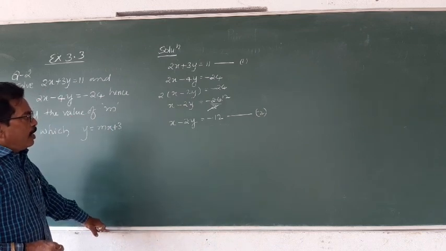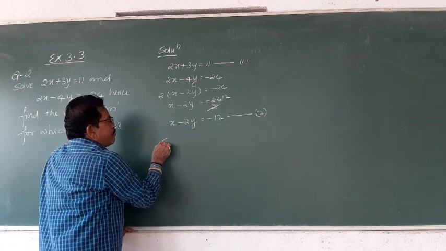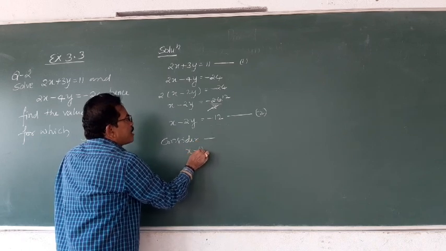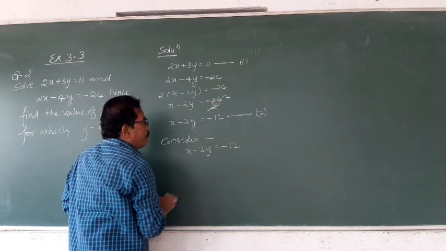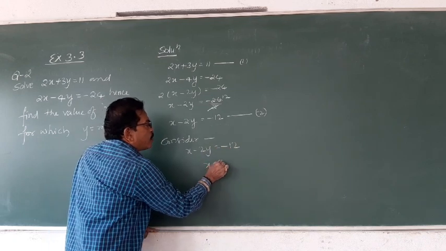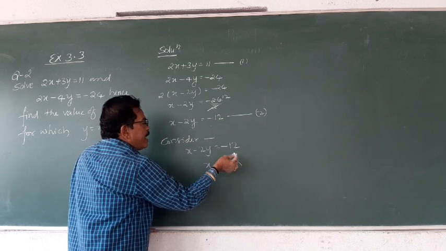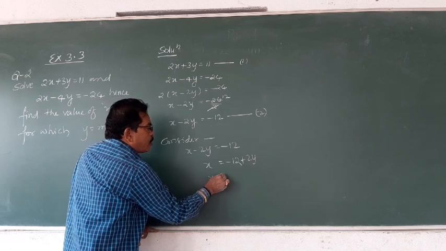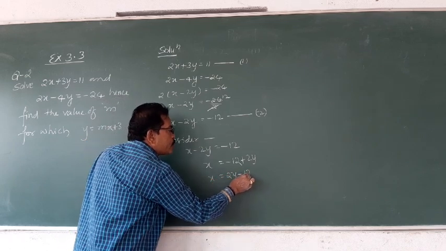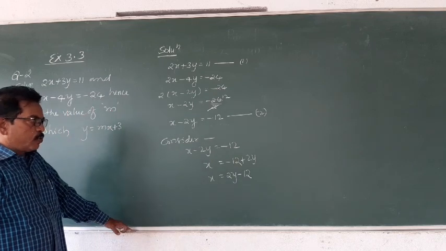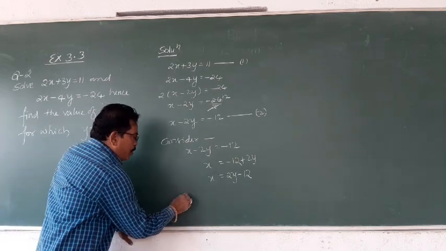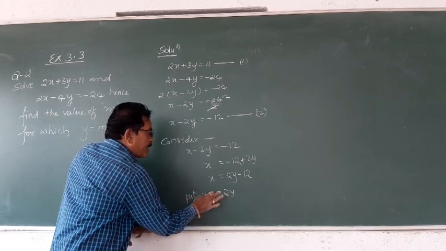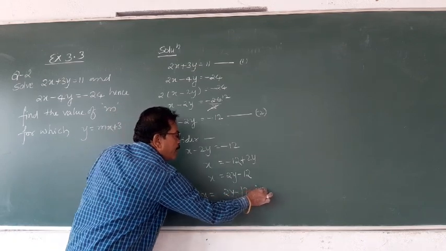Okay, now let us take the second one this time. Consider x minus 2y equals to minus 12. Okay, x equals to minus 12 plus 2y, if transferred. What happens? x equals to 2y minus 12. Put x equals to 2y minus 12 in the first equation.